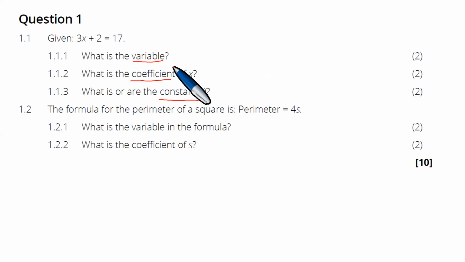Worksheet 2. The variable is x. The variable is what? It is x. There's something we call the coefficient of x. What do you think the coefficient of x is in this problem?